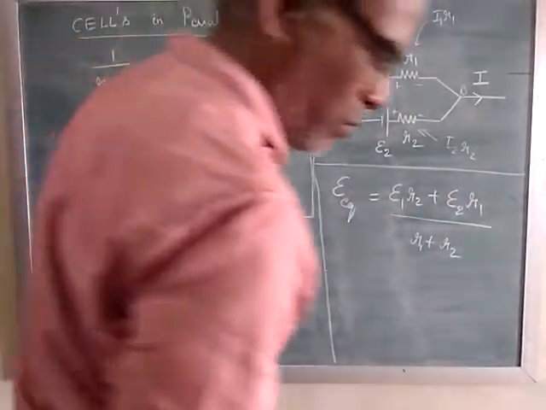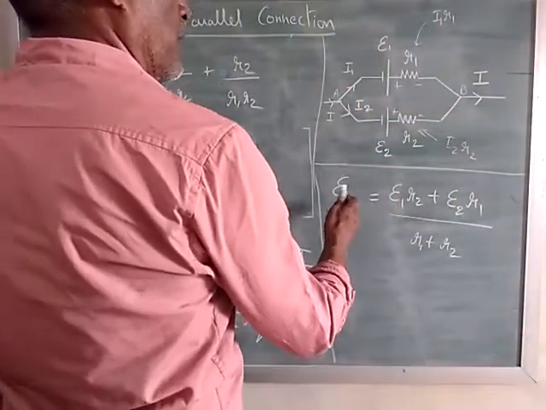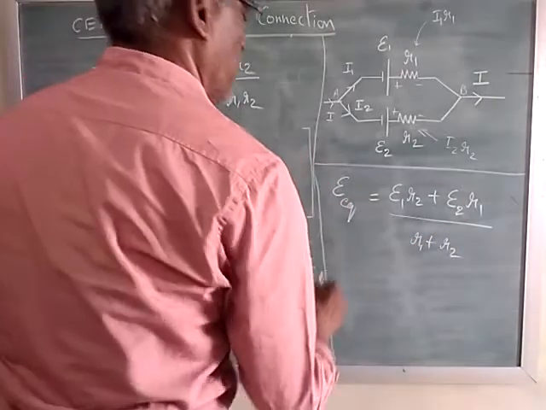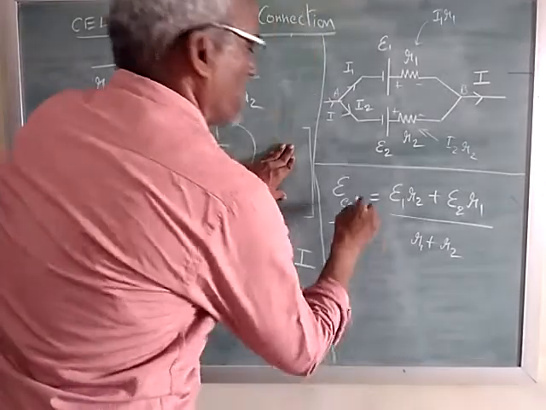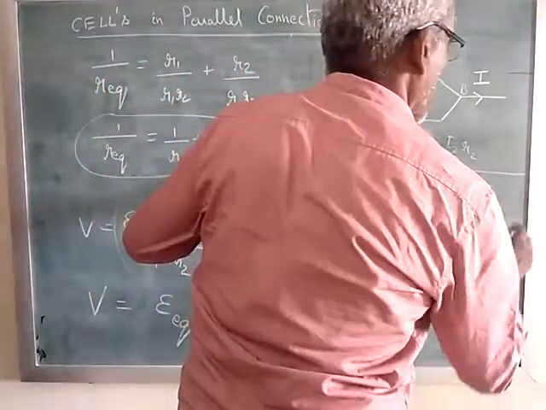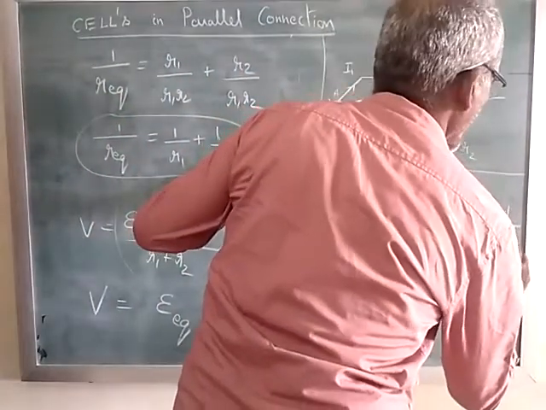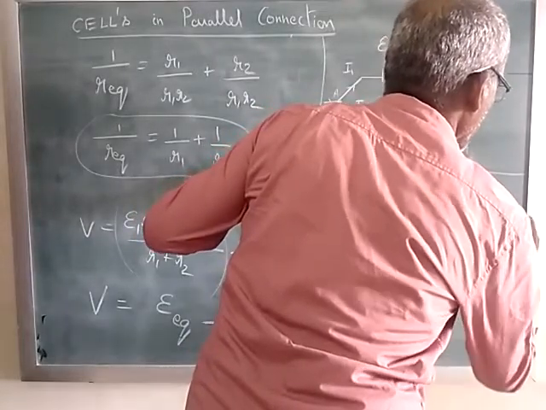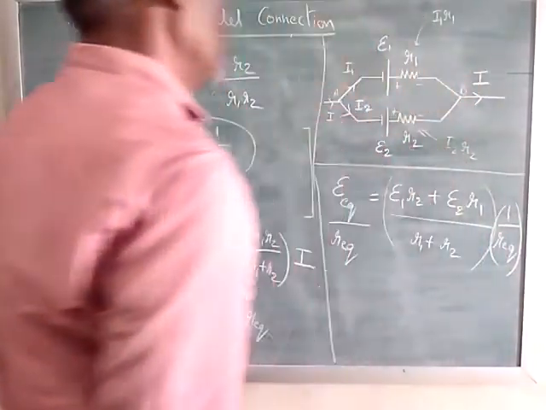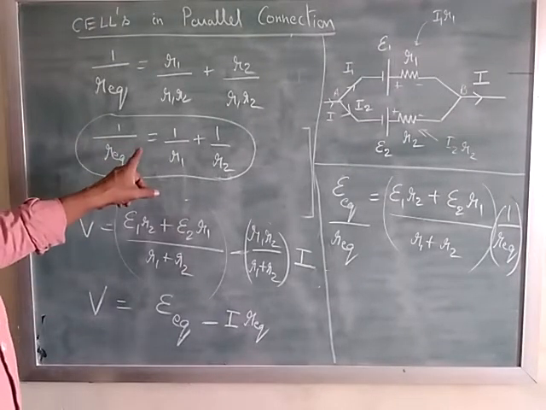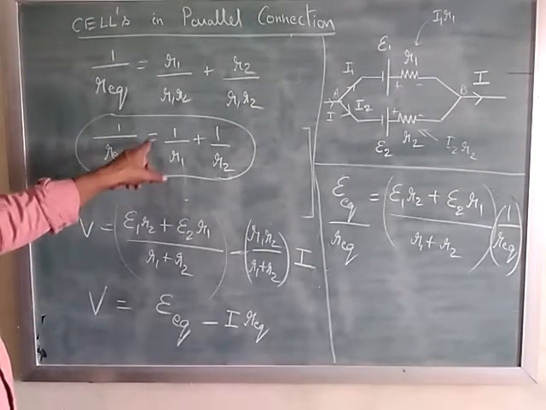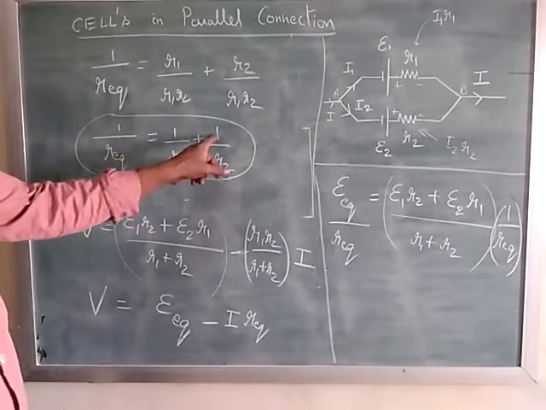Okay. Now what you do is divide this side and that side by R equivalent. Divided by R equivalent. This term divided by R equivalent, 1 divided by R equivalent. So we already know what is R equivalent. 1 by R equivalent is 1 by R1 plus 1 by R2.